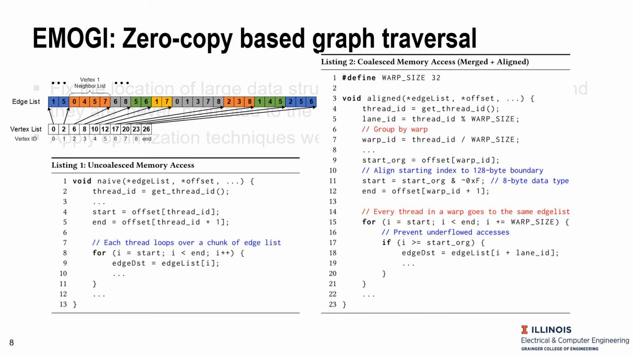To mitigate the unaligned memory access issue, we also forcefully adjust the starting index of the edge list traversal to the closest previous 128 byte memory address boundary. These two changes from the original baseline code can significantly increase the chance of generating larger PCIe requests and saturate the PCIe bandwidth.